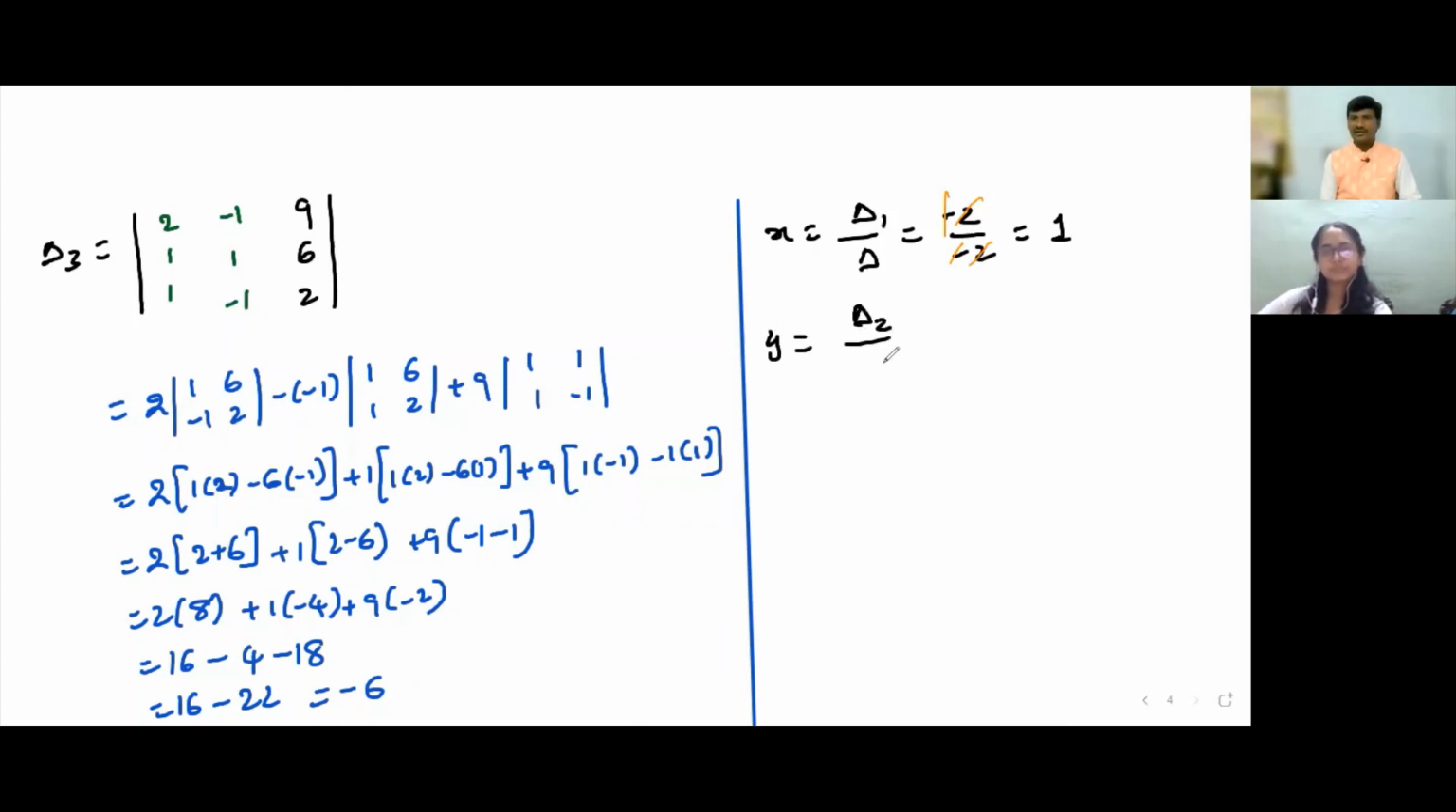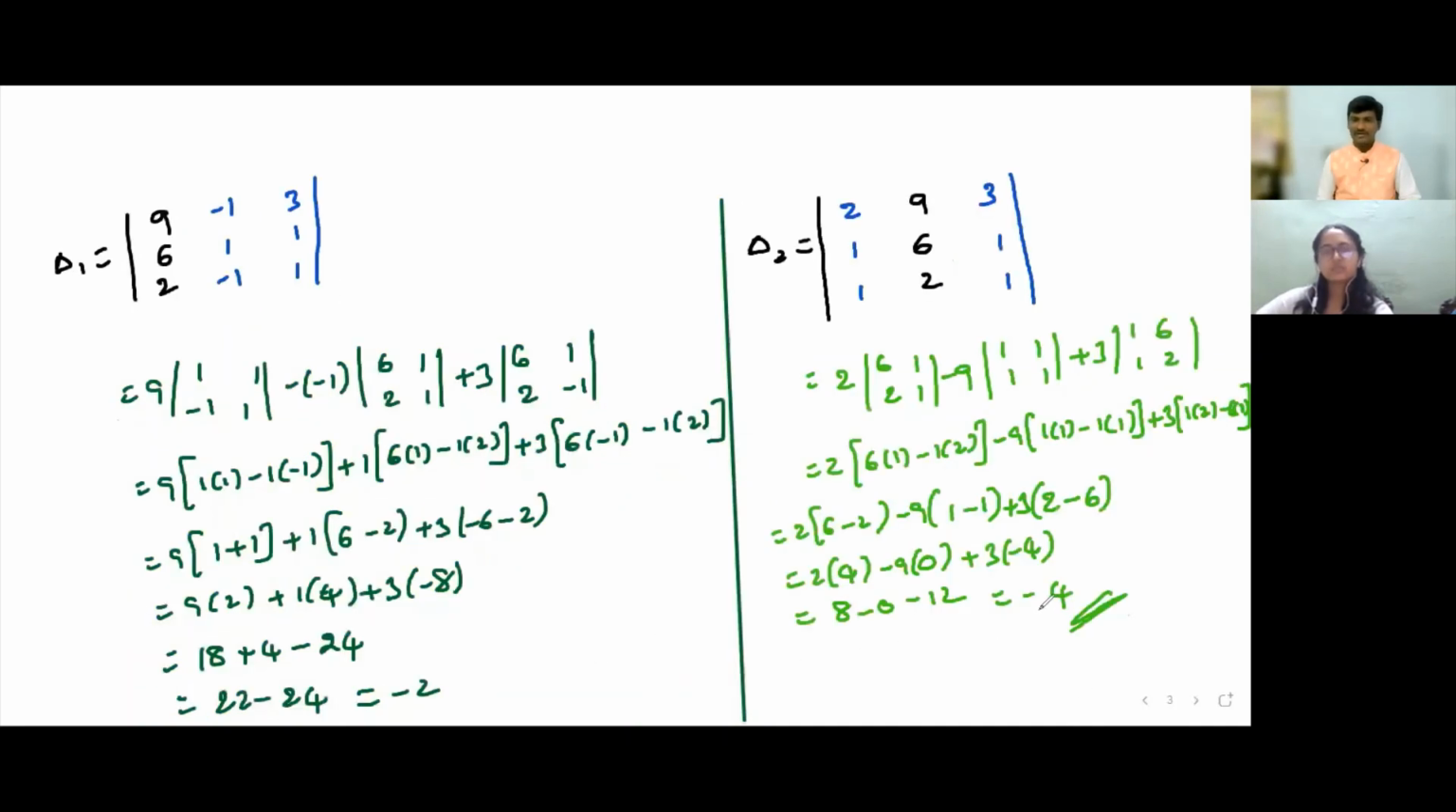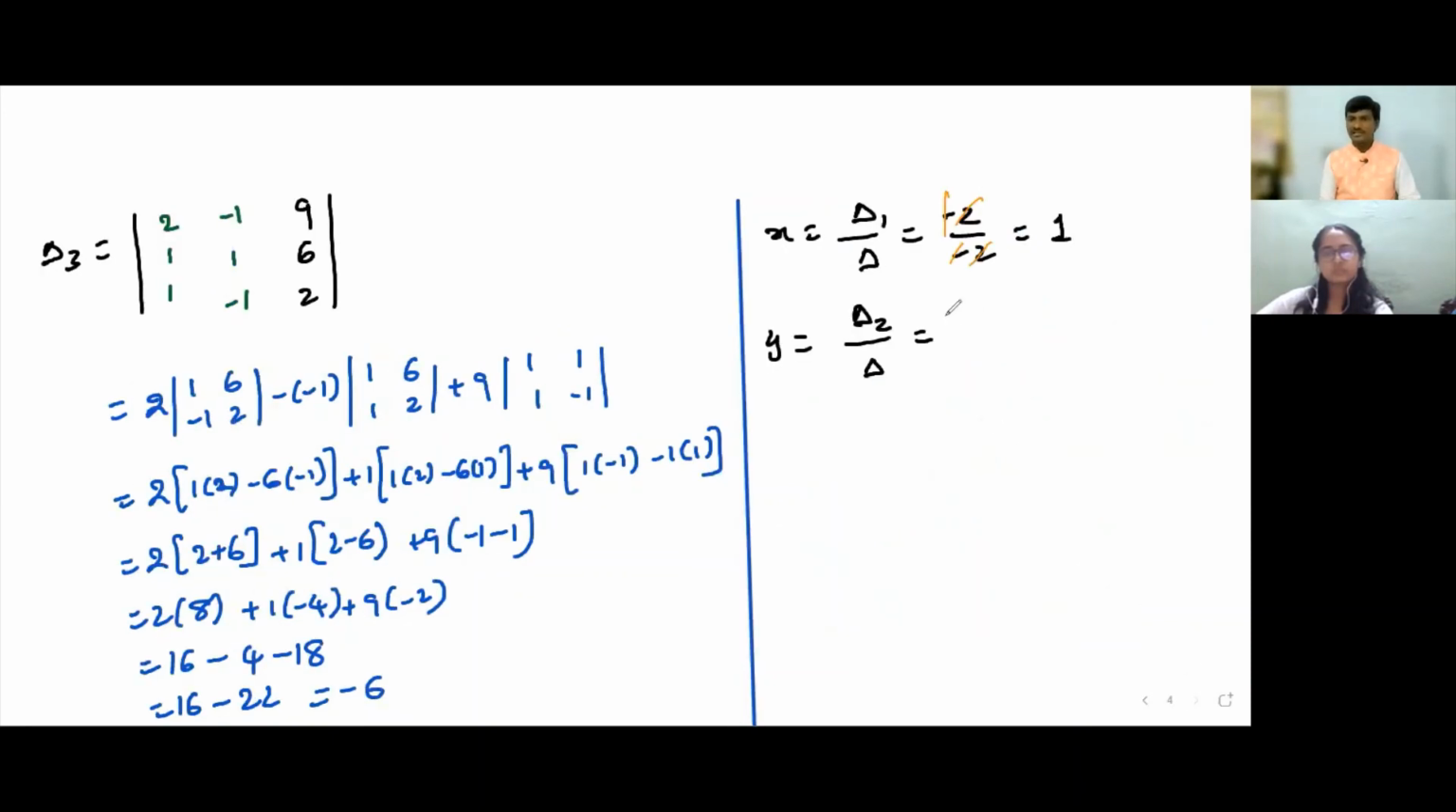y is equal to delta 2 by delta. Here we have delta 2 value, that is minus 4. Minus 4 by delta, which is minus 2. Here minus minus cancel, 2 times 2 is 2. So finally we are getting the value as 2.